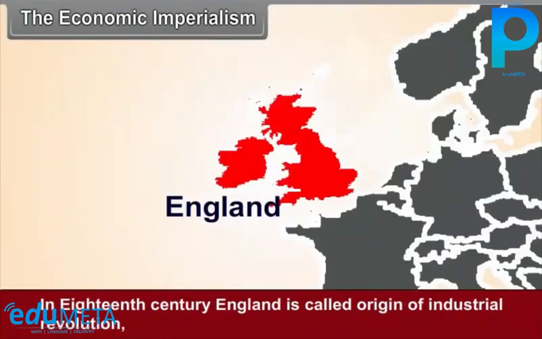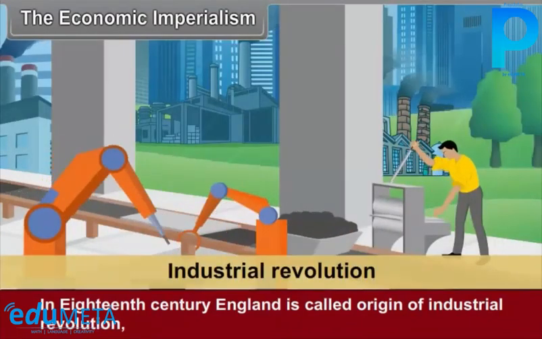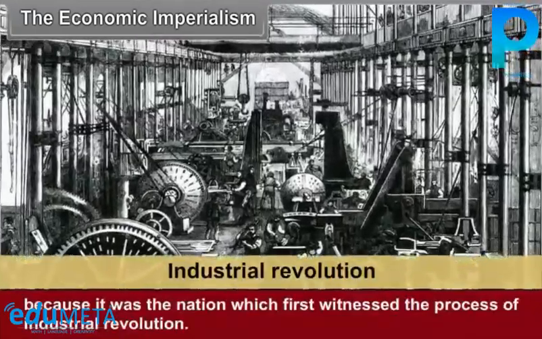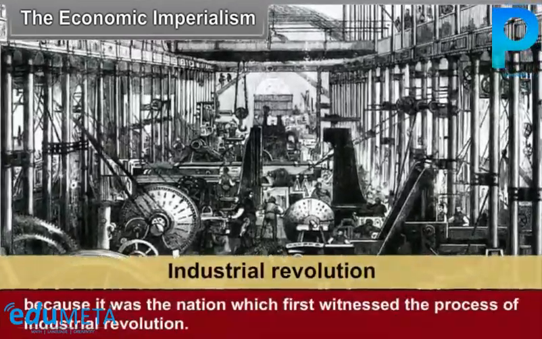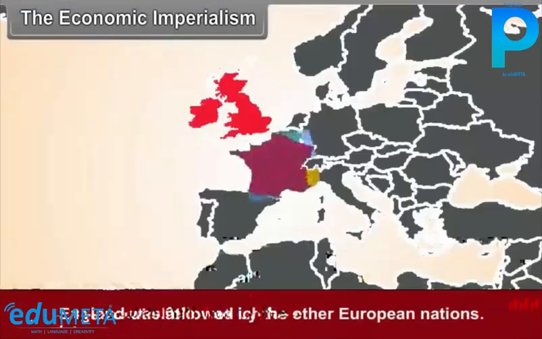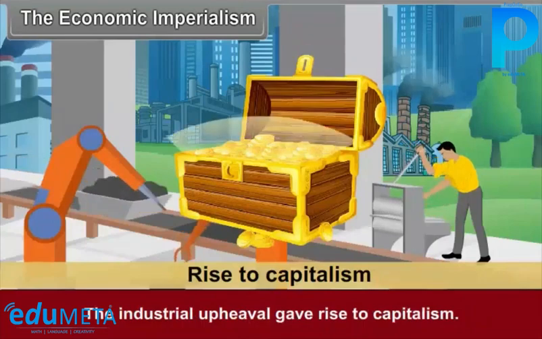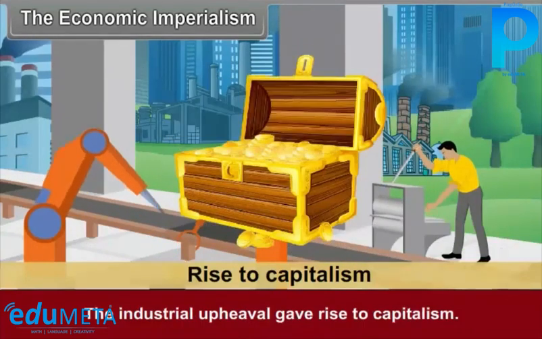In the 18th century, England is called the origin of the Industrial Revolution because it was the nation which first witnessed the process of Industrial Revolution. England was followed by the other European nations. The industrial upheaval gave rise to capitalism.